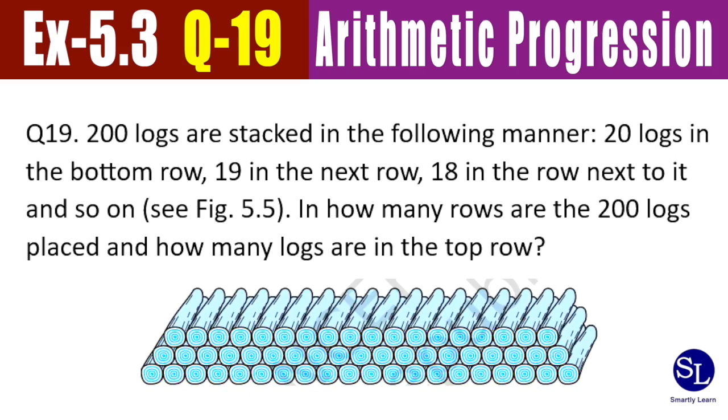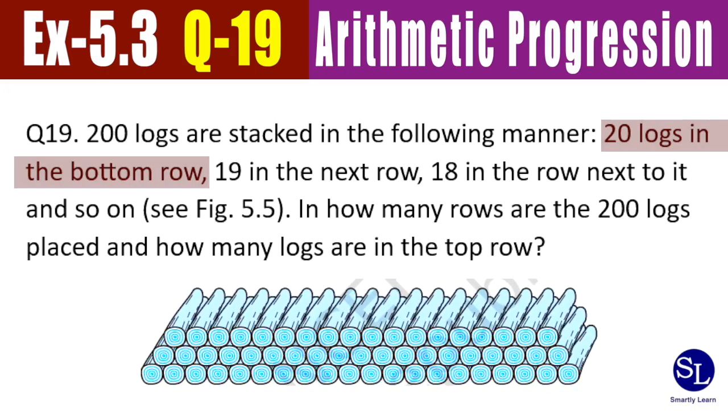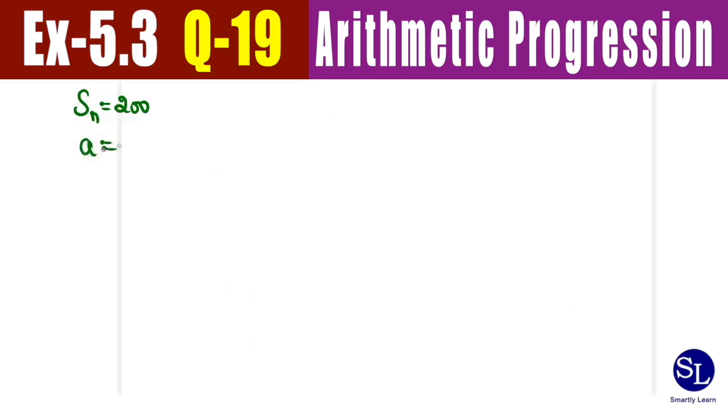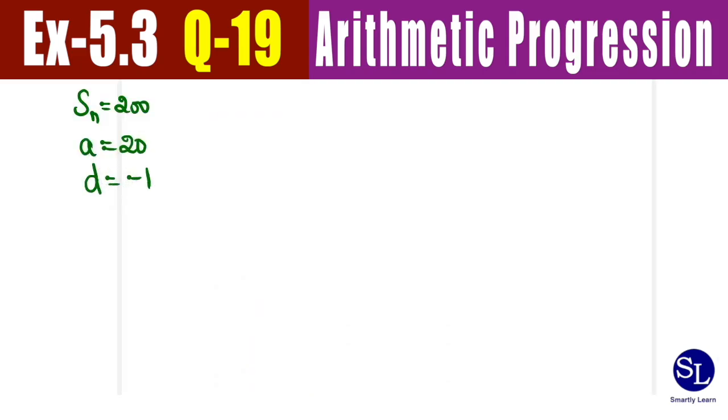So now let's try to change all the information that's known to us in terms of AP. They have given that 200 logs are totally stacked, which means Sn is equal to 200. So let's note that first salient point. They told that the bottom row has 20 logs. So we are going to treat the bottom row as a and each of the subsequent rows as the next term of the AP. So a is actually holding 20. So a is 20. The next row is actually having 19, which means d is equal to minus 1.